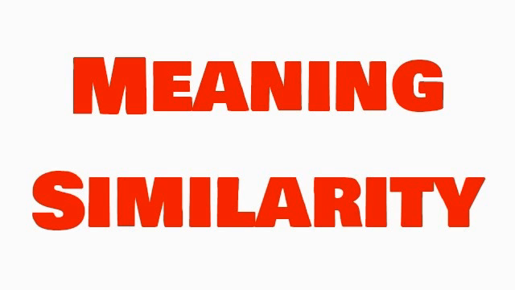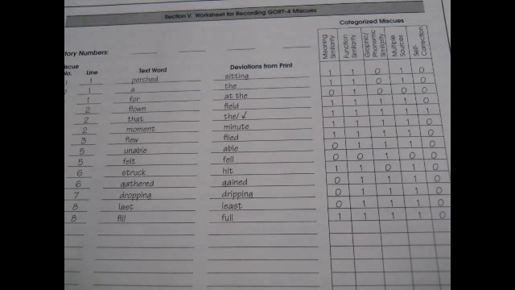Meaning similarity is when the deviated word is a synonym of the text word. For example, the student read sitting instead of perched. Both have similar meanings, so a check goes in the meaning similarity column.